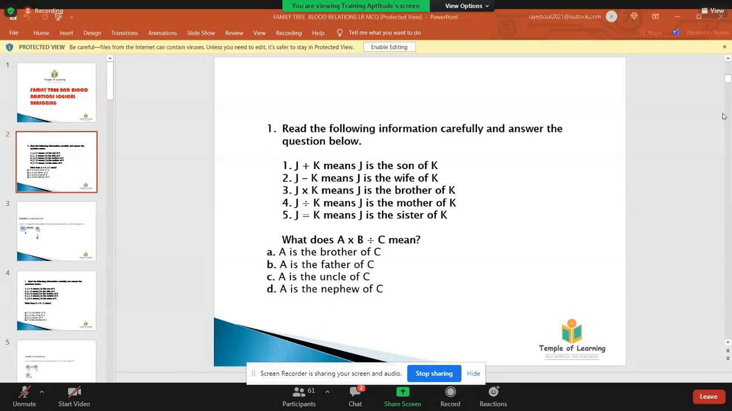So J plus K means J is the son of K, not K is the son. Please maintain the order. What does this mean? A multiplied by B divided by C. So when I say A multiplied by B, it means A is the brother of B. A is the brother of B. And B divided by C means B is the mother of C.